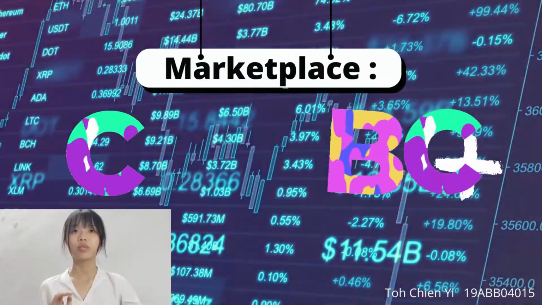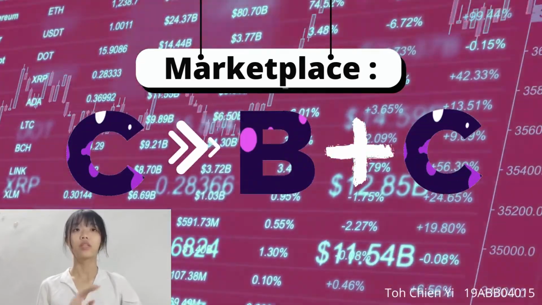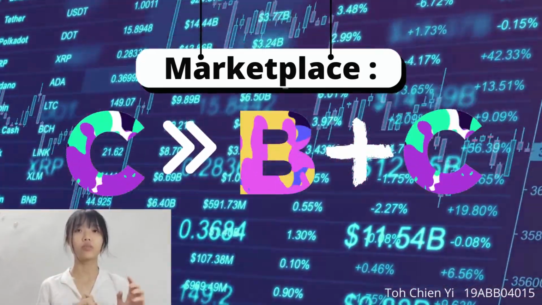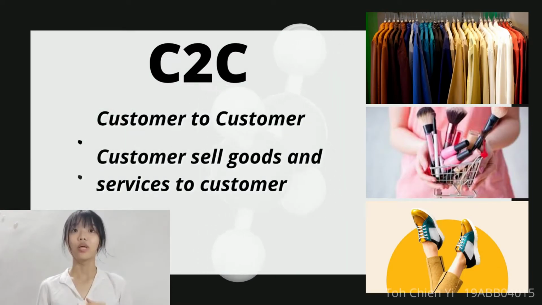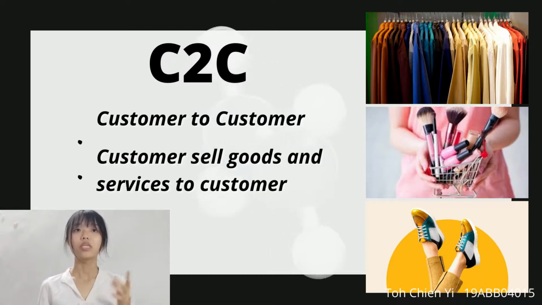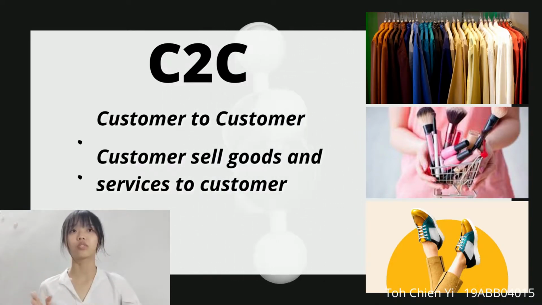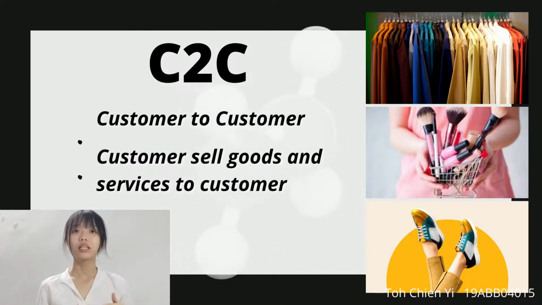And we've seen that Shopee is transforming their marketplace from only C2C to B2C plus C2C. So what is C2C? C2C refers to customer to customer. It means that customers are selling their goods and services to another customer. For instance, Shopee is an online e-commerce platform which provides a place for individuals to start up their business. Thus, the seller who is selling the products in Shopee can be said to be a customer too, as they are both selling and purchasing the products from the Shopee platform at the same time.